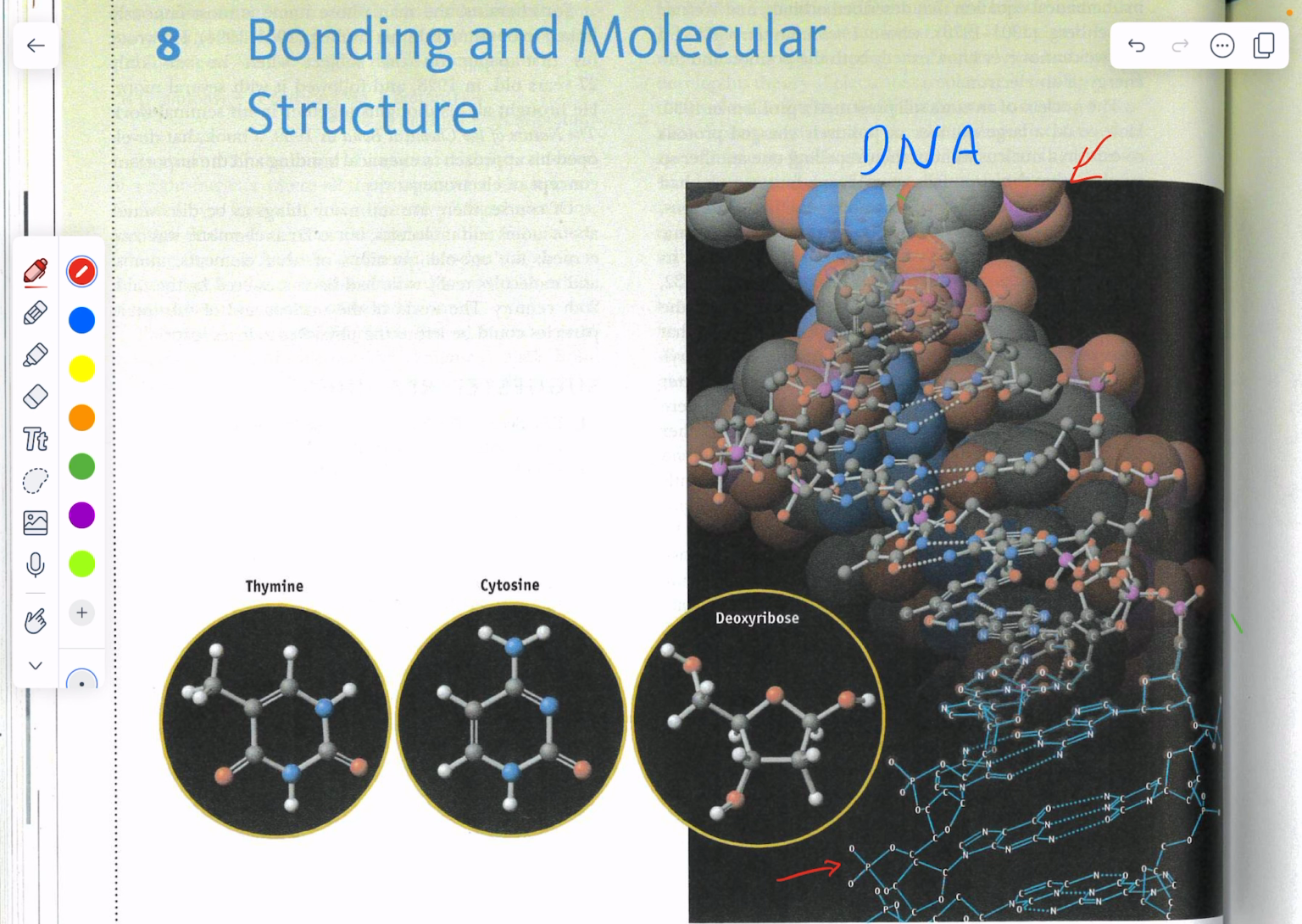Now, DNA, you'll notice, because of the different colors, is obviously made up of different kinds of atoms. And you have carbon atoms and hydrogen atoms and oxygen atoms and nitrogen atoms. And there's also some phosphate ions. You might remember that phosphate is PO4 with a minus 3. And then in order to connect, it's going to look a little bit different than that in three-dimensional shape.